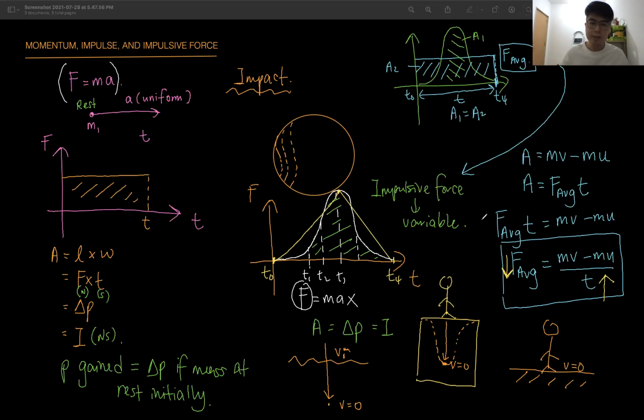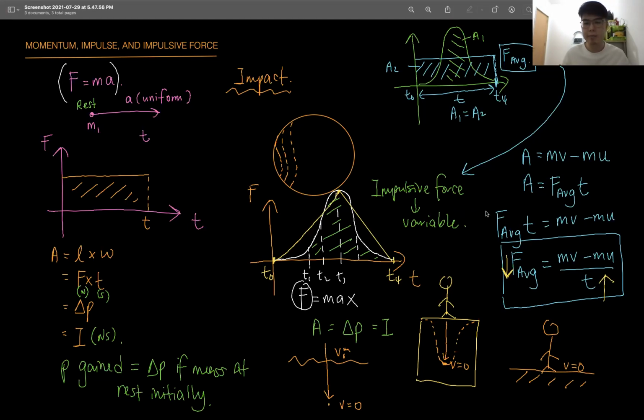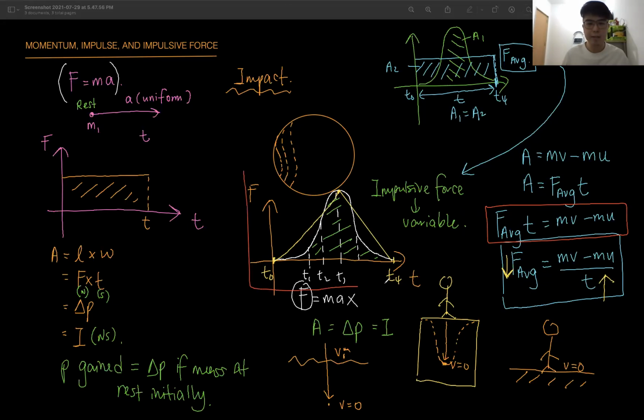Okay, so understand the point of this. What is the bottom line? Understand that impulsive force is a variable force. And how do I calculate that? I take the average. In the exam, you will be given a graph like this, this bell curve. Whenever you see this bell curve, it's an impulsive force, a variable force.